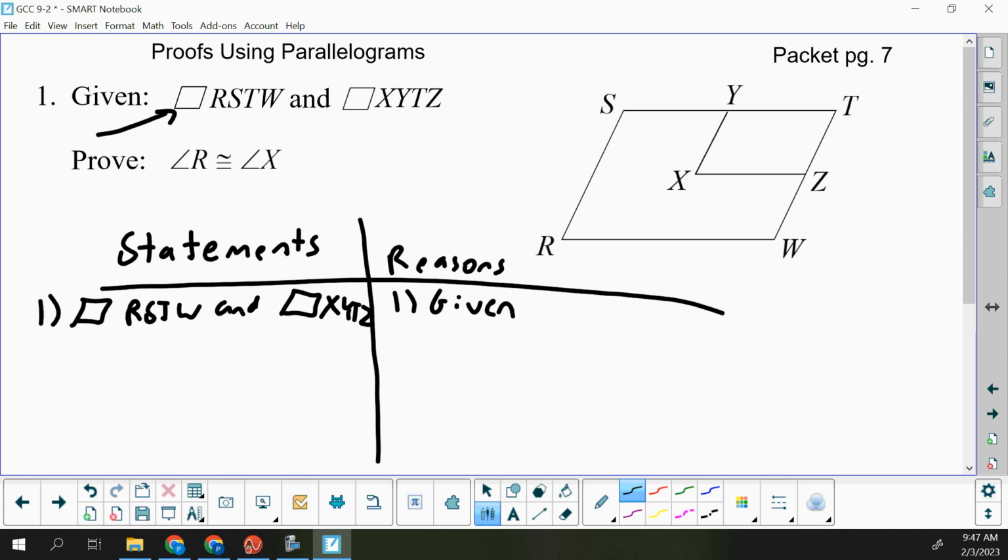So we want to think which of our other three, parallelogram implies opposite sides congruent, parallelogram implies opposite sides parallel, and parallelogram implies opposite angles congruent. Which of those three could eventually help us get to what we want? Well, because R and X are angles, probably want to work with parallelogram implies opposite angles congruent. So let's do that reason next. So all we do, instead of writing out the word parallelogram, we draw our parallelogram symbol, and then implies opposites, and we can abbreviate that with OPP, angles congruent.